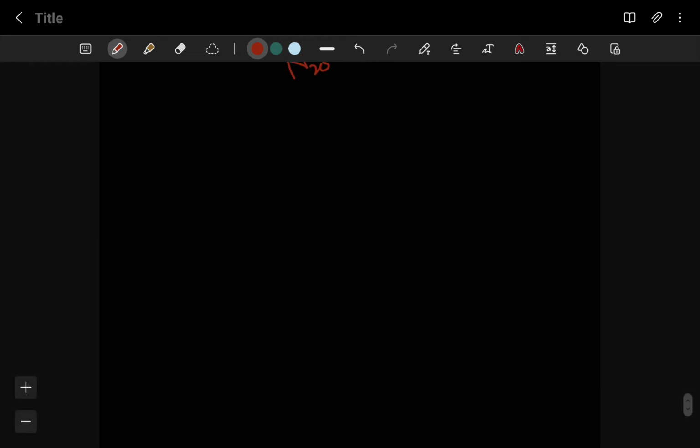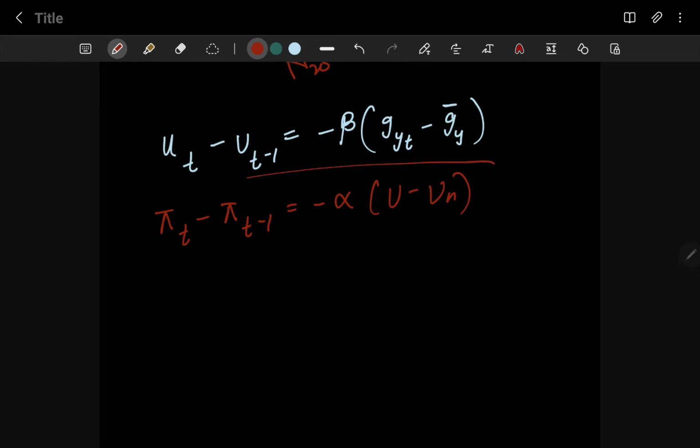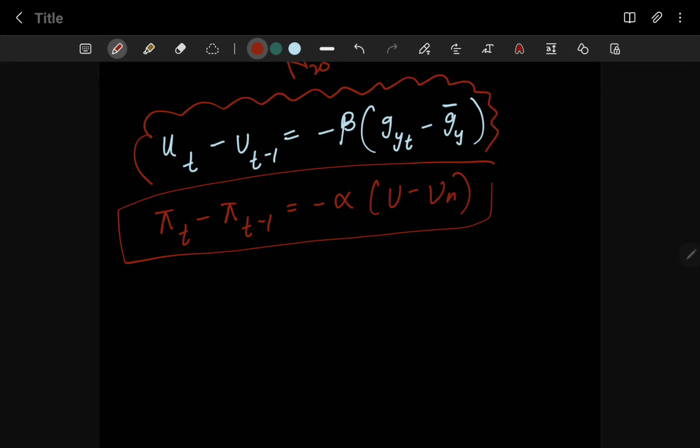Now, the actual format in which we are going to understand Okun's law is pretty much the same as the Phillips curve, except for a few terms. Now, if you remember, this was your Phillips curve, second modification. And this is your Okun's law, which states the relationship between unemployment and growth rate.